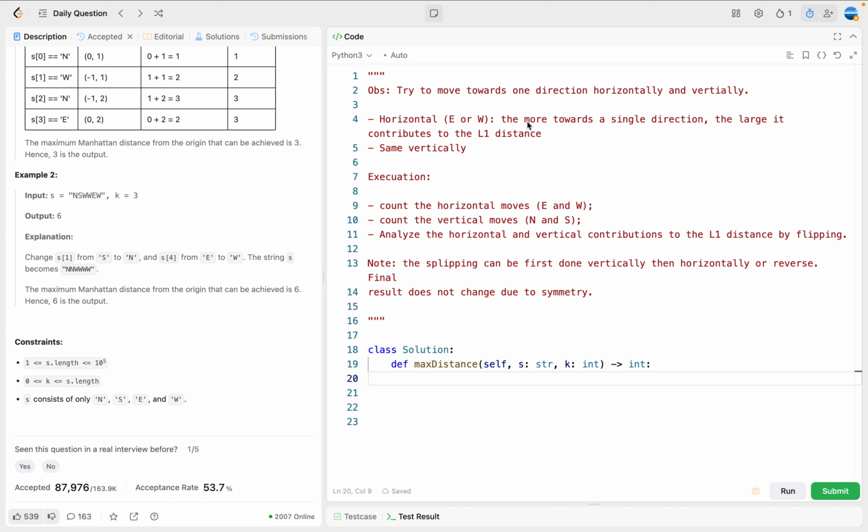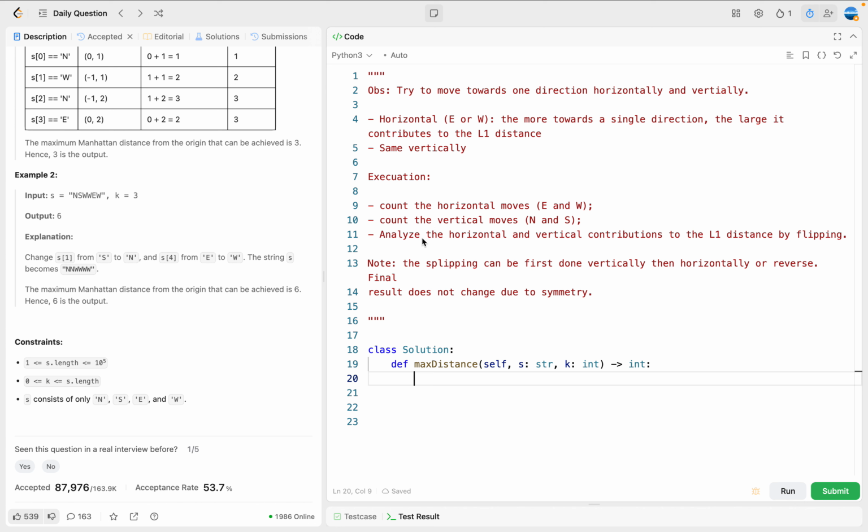The reason is that if you reverse, the final distance along the horizontal one would be the larger direction minus the smaller direction, right? So this is actually the difference of the frequencies of east and west in the sense of absolute value. By symmetry, this is the same vertically. So in our code or execution, we can count horizontal moves, the east and the west, so we get the smaller one and larger one. The same for vertical ones.